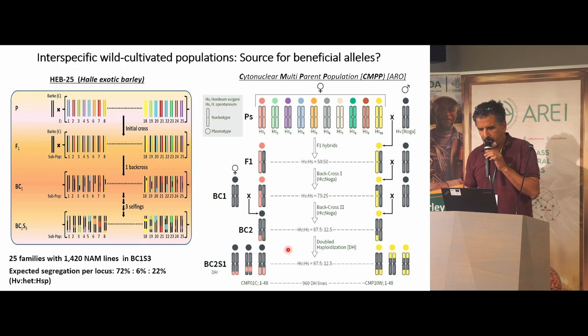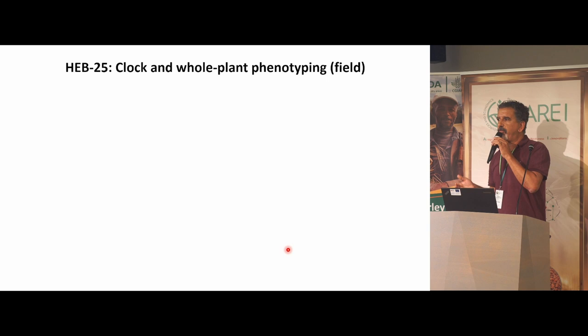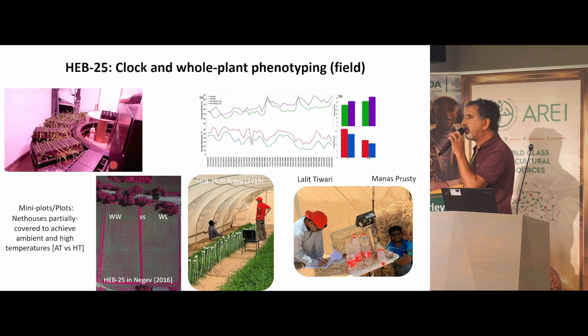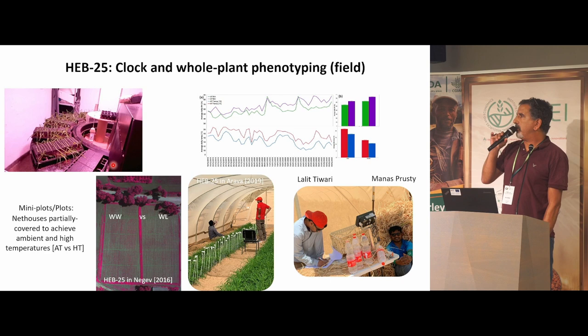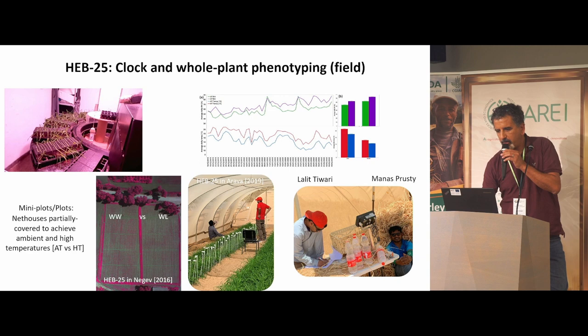So starting with the HEP25, the way we do the phenotype is by a platform that we developed. We are looking at plasticity of the clock, so we developed a platform for that. I'll skip the movie, but what you can see here are two platforms we use. Platform one is in the field. We grow those plants in the field. We measure their life history traits, looking for yield traits, looking for biomass. We grow them in mini plots, either in net houses where we apply some heat to the experiment, and here you can see the delta of the heat in one of those experiments. There is a delta of 4 to 5 degrees.